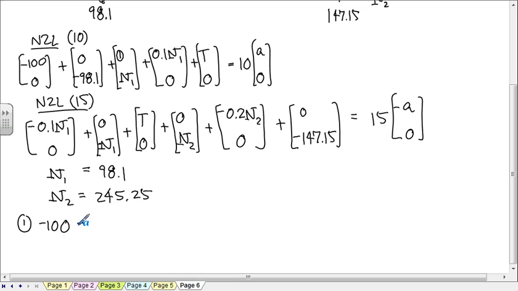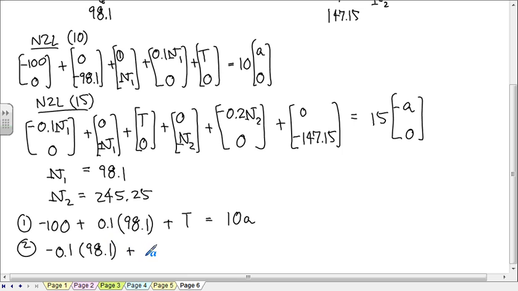Negative 100 plus 0.1 times 98.1 plus T is equal to 10a. And then the x equation for the 15 kilogram box says negative 0.1 times 98.1 plus T minus 0.2 times 245.25 is equal to negative 15a. So the first equation says, does anyone, yep.